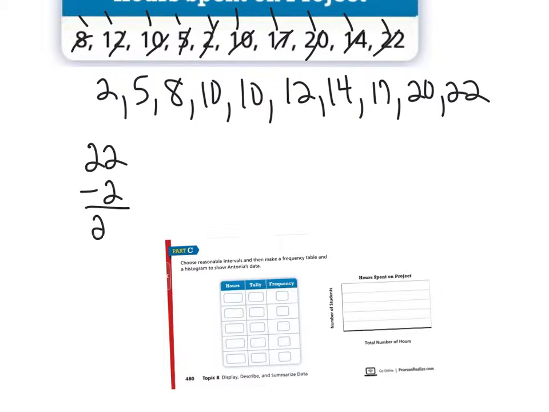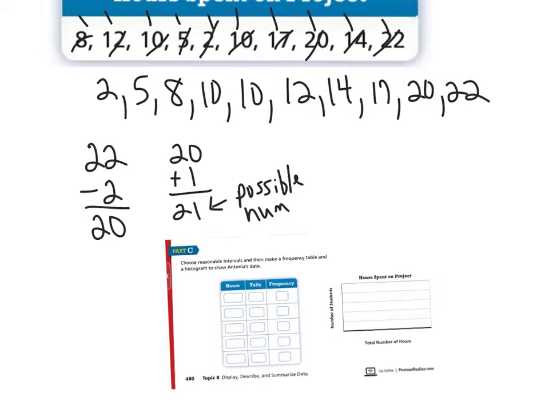If we subtract those, we get 20. The range is 20, basically, we could say. And then if you just add 1 to that, that tells you how many numbers there are from our lowest to our highest number. So this is kind of like possible numbers, possible numbers from 2 to 22. And you might say, well, why are we adding this 1?